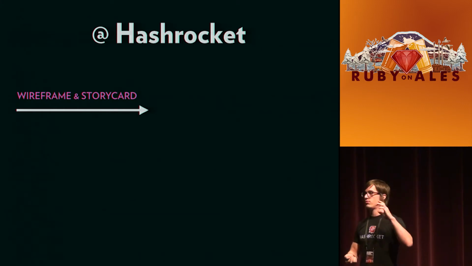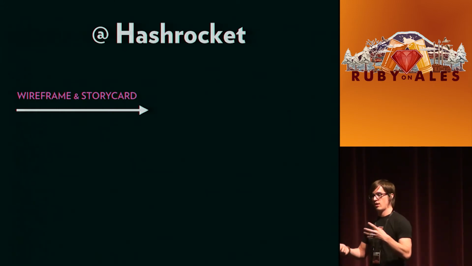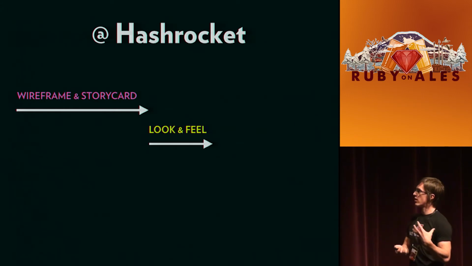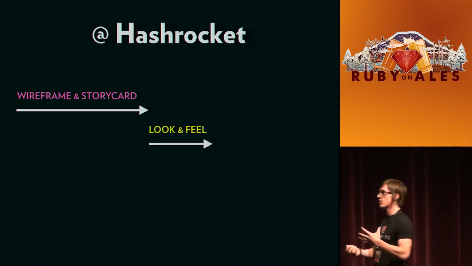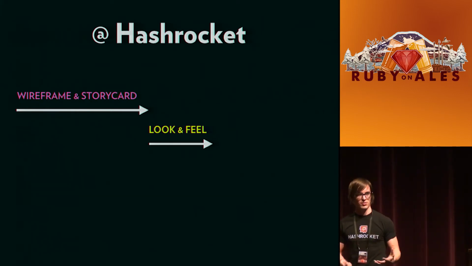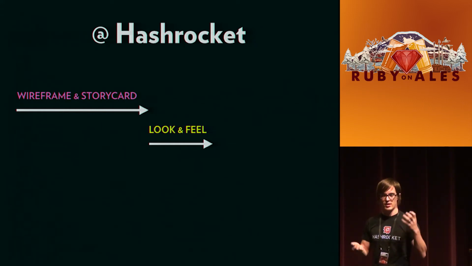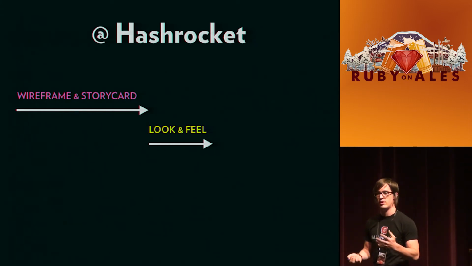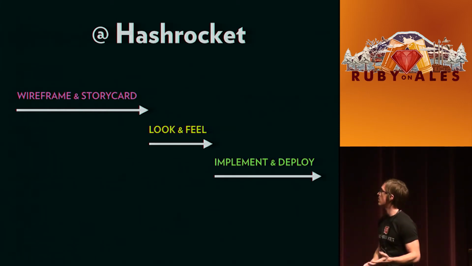So we're going to come out of a session with the client having gathered requirements, having learned, and having turned everything into sketches and story cards describing the functionality. Then we're going to move into look and feel, which is where myself and one of the other designers is going to mock up either with new branding or with existing branding, whatever the situation is, something that the client can look at and really see and say, yes, that's the visual direction that I want to go in, that's what these pages should look like. And then we're going to implement and deploy.